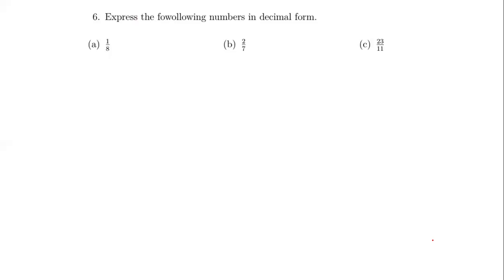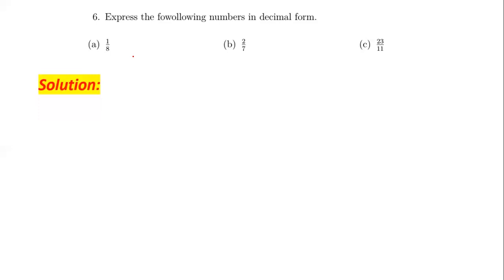The next question is question number 6. It says express the following numbers in decimal form. That means converting the fractional form of a given rational number to decimal. What we are asked here is to find the corresponding decimal form of a given rational number. The only thing that we can use to obtain the decimal form of the given rational number is applying the long division method.